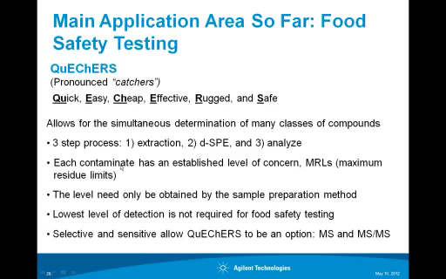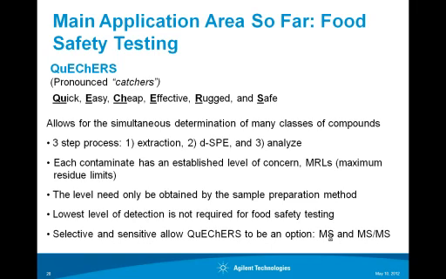It will allow you to analyze contaminants, and it's usually based on established levels, like the MRLs, or maximum residue limits. The levels needed to be attained are based on these MRLs, or limits that have been determined to deem something toxic or cancerous or an issue for human or animal life. The lowest levels of detection are usually not required for food safety because they set these MRLs. And the reason why QuEChERS is an available just-enough technology is because of the sensitivity and selectivity that we do have now available via MS and tandem MS.